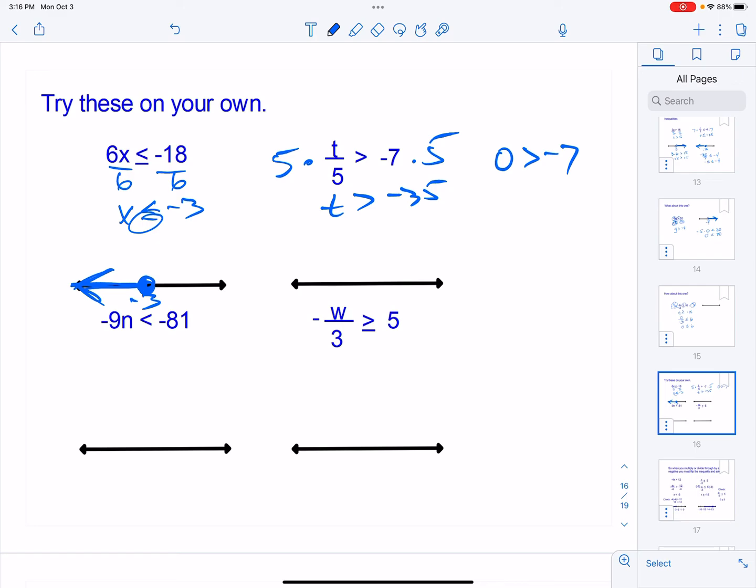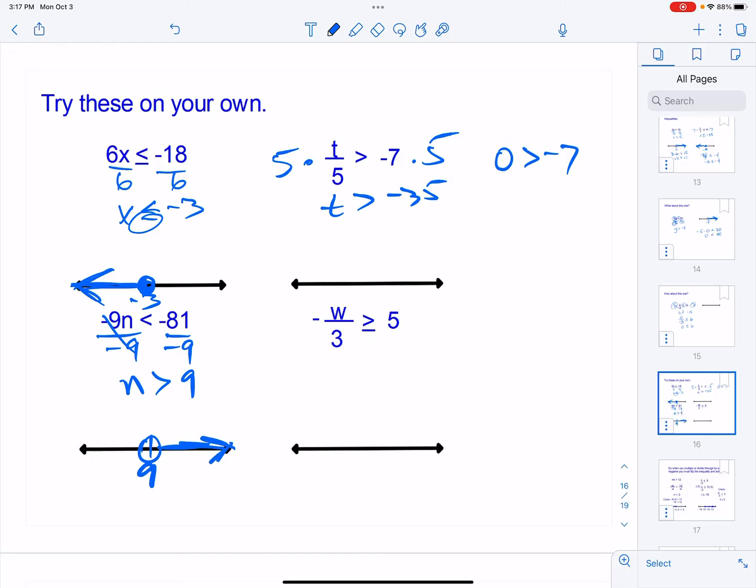Now in multiply and divide, we have to look for our negatives. So in this one, I got a -9, so I'm going to divide by a negative 9. And so when these 9's divide out, my -81 divided by -9 gives me 9, and my inequality is going to flip-flop. So I need values that are greater than 9. So open circle on 9, shade to the right.